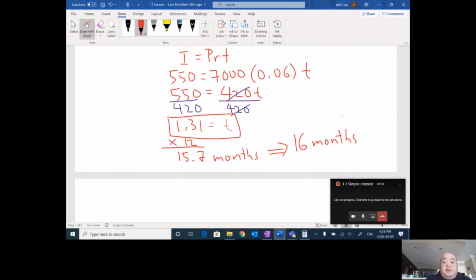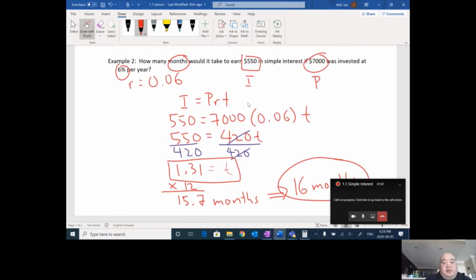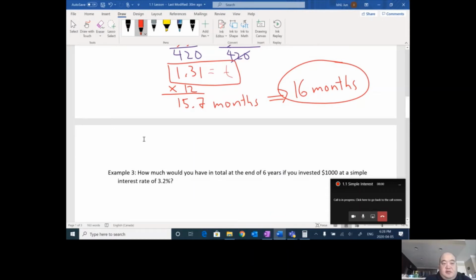Okay, so that would be our answer. Okay, so this example here, again, we're just kind of playing around with this I equals PRT formula. However, this time we're solving for t. Okay. Next example.